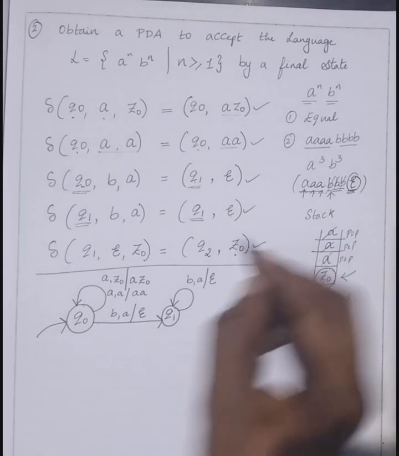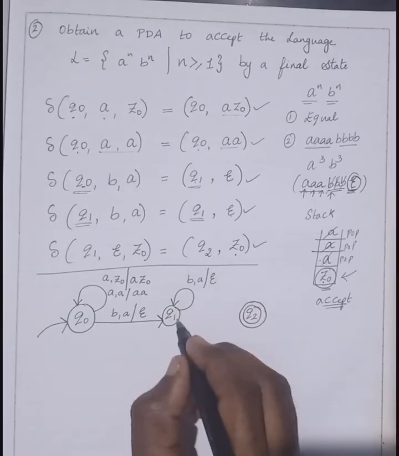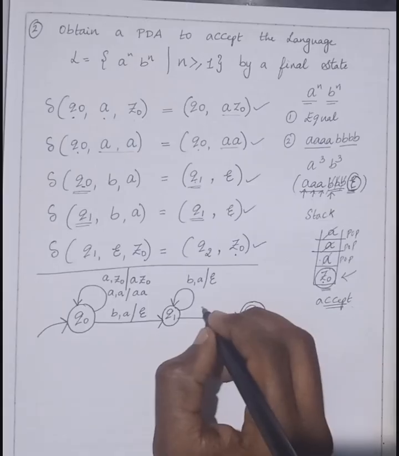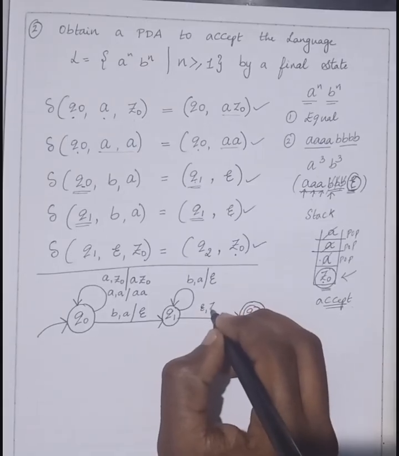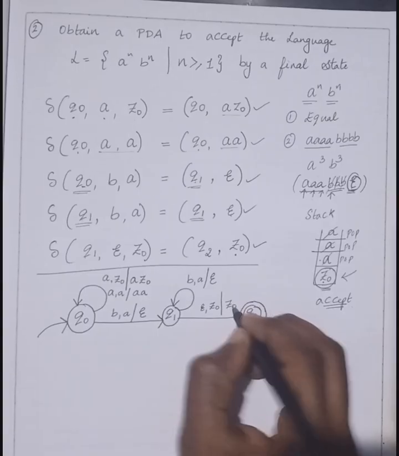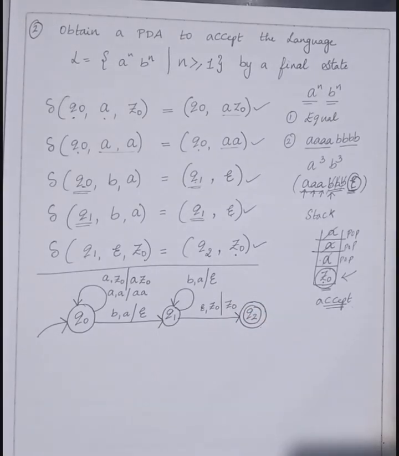Then the final logic, that is Q1 to Q2. You draw a line from Q1 to Q2, and you say epsilon comma Z naught. Epsilon is the input and Z naught is the top of the stack. It means keep the Z naught as it is and go to the final state. So this is the transition diagram for the given pushdown automata.